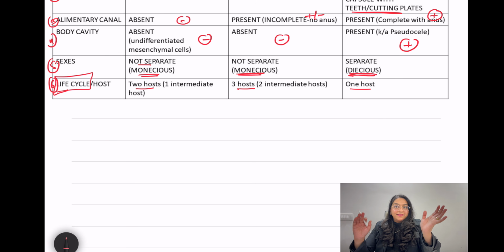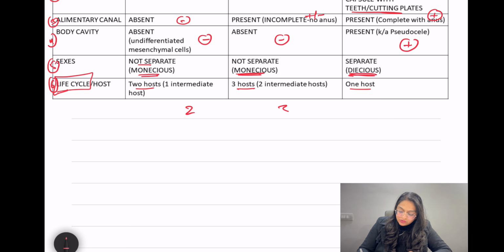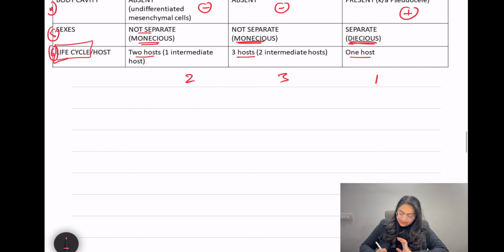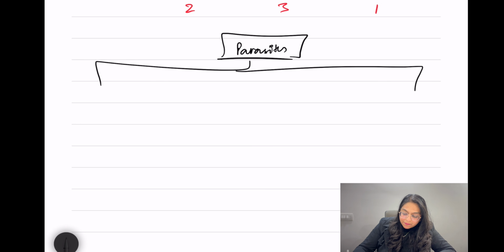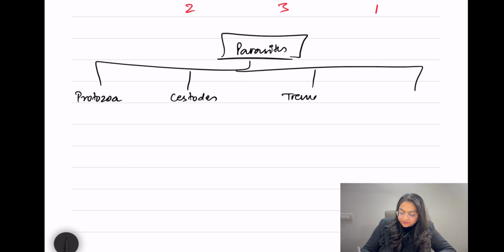Before I go into the life cycle, I want you to remember something. I'll just write the numbers 2, 3 and 1 here. It's easy to remember the life cycle. You have the parasites. I told you to remember the parasites broadly in 4: protozoa, cestodes, trematodes and nematodes.